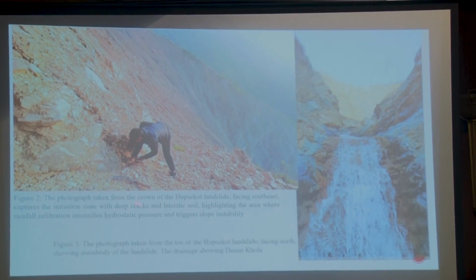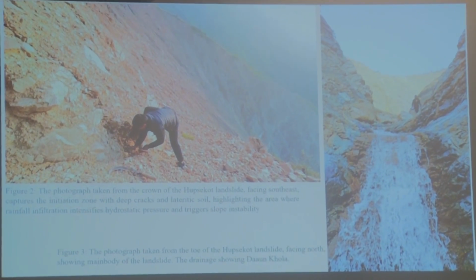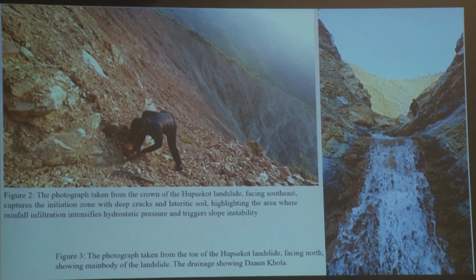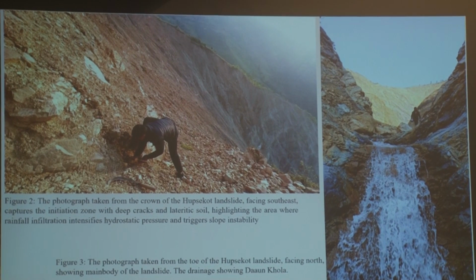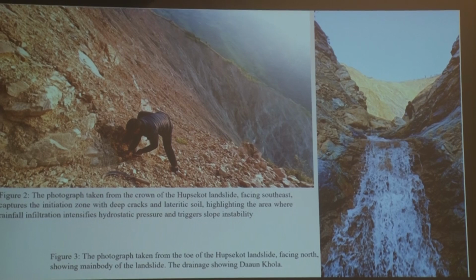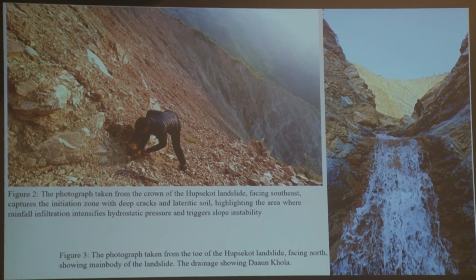This is the photograph of the subsequent landslide, taken from the crown facing southeast. It captures the initiation zone with deep cracks and lateritic soil, highlighting the area where rainfall infiltration intensifies hydrostatic pressure and triggers the slope instability.